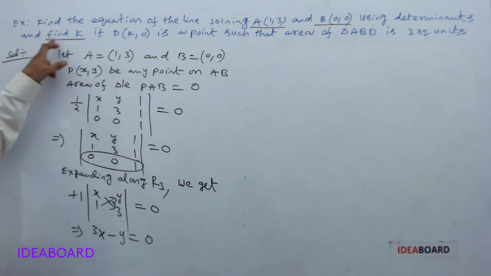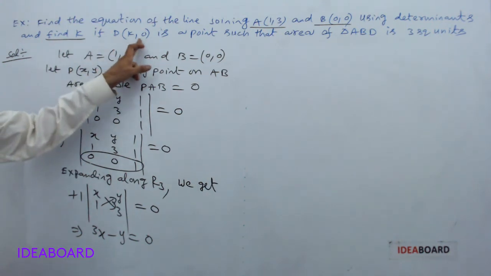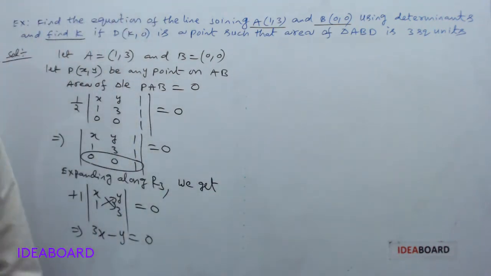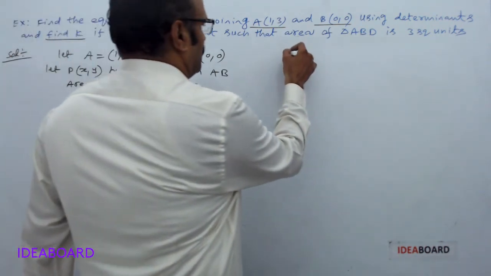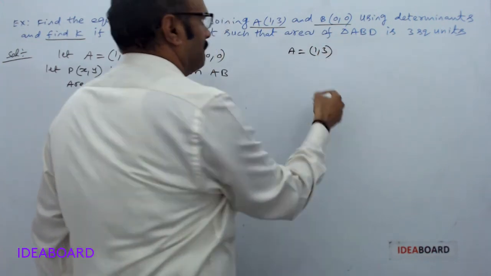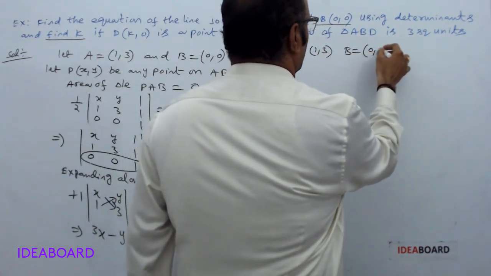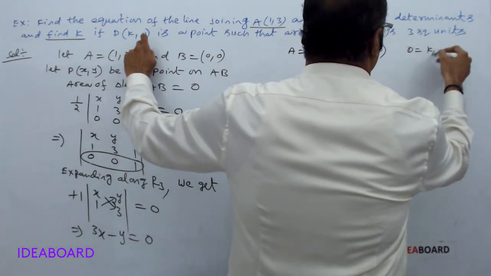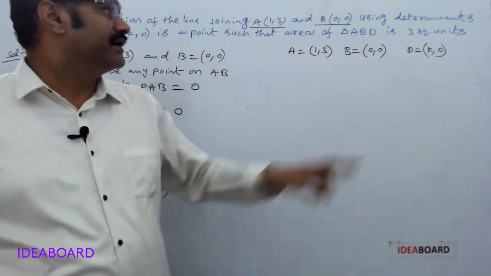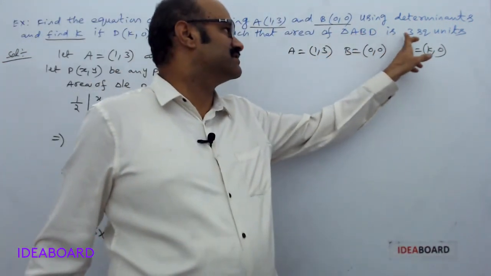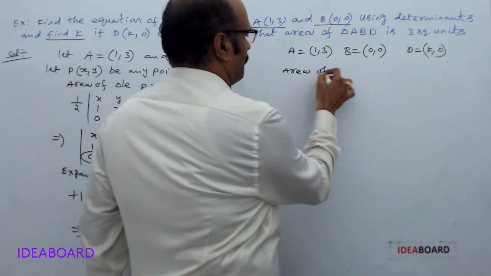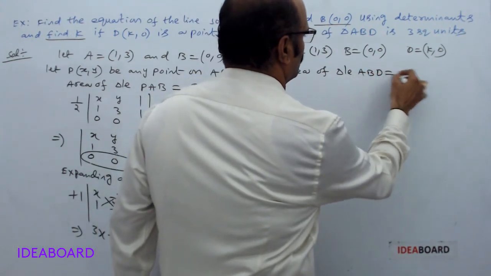Next, one more case we have here. Find the value of k if D(k, 0) is a point such that area of triangle ABD is given by 3 square units. A equal to 1 comma 3, B equal to 0 comma 0, D equal to k comma 0. It's given that area of triangle ABD is 3 square units. Area of triangle ABD equal to 3.